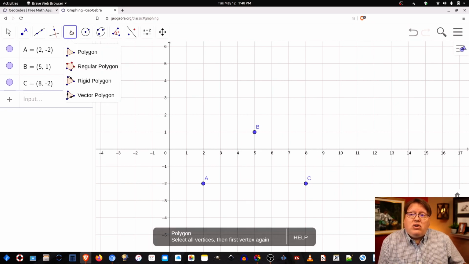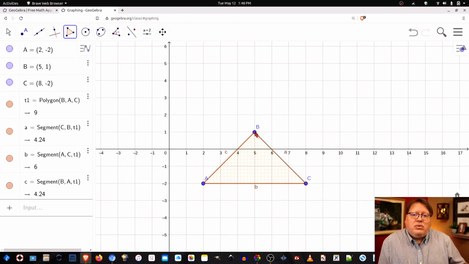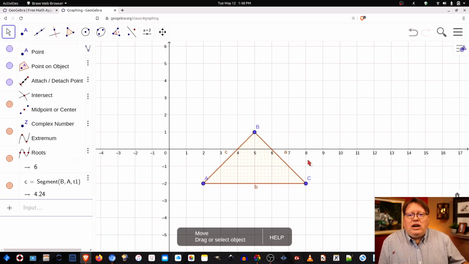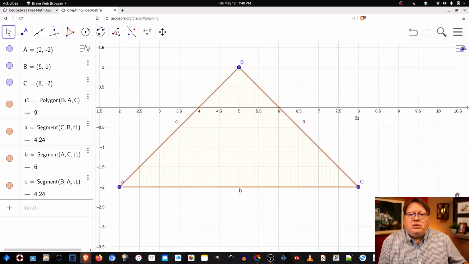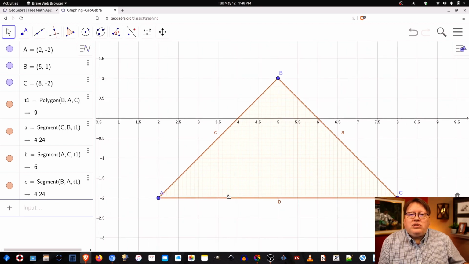So we're going to click on our polygon tool. And we're going to go all the way around our figure. And back to the starting point. And then I want to click on my pointer tool and I want to zoom in on this so we can see better what we're doing. And we'll center that up a little bit. And now we want to do our analysis.